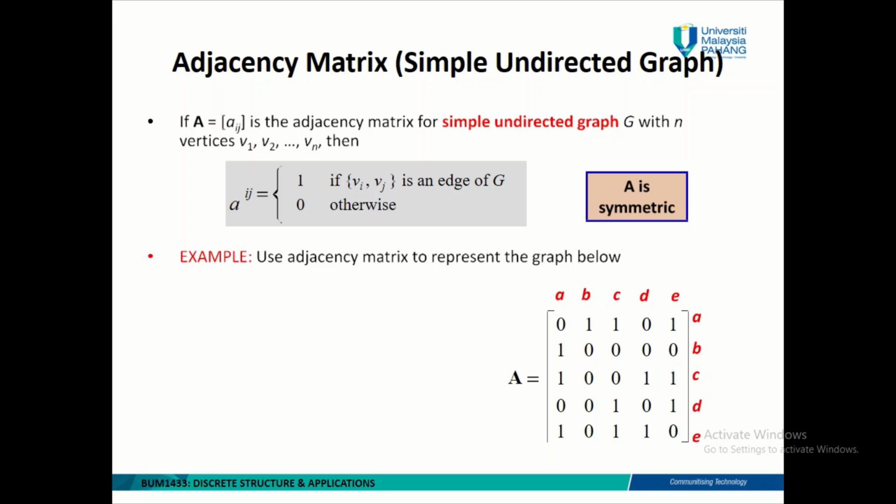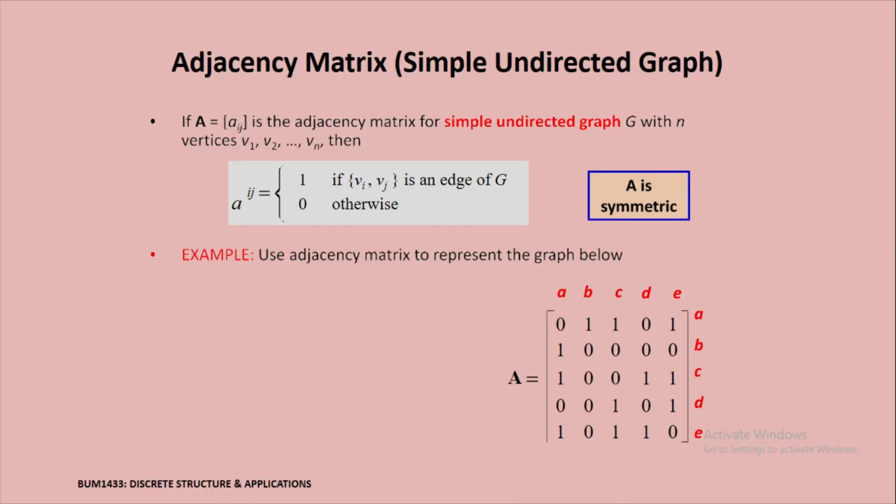Let's see the simple undirected graph. If matrix A is the adjacency matrix for the simple undirected graph with n vertices v1, v2, ..., vn, then we write down 1 for adjacent and 0 for not adjacent. So the matrix A needs to be symmetric. Let's see the example that uses an adjacency matrix to represent the graph.